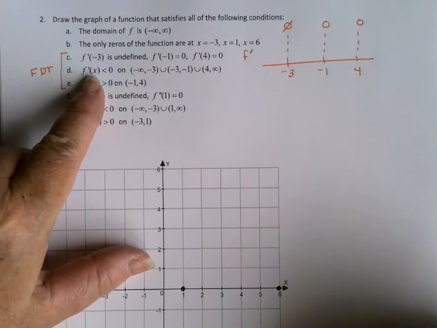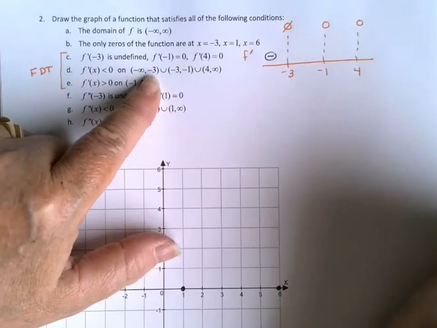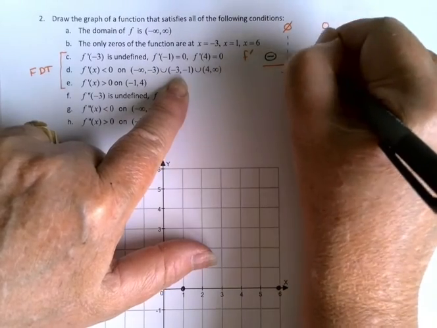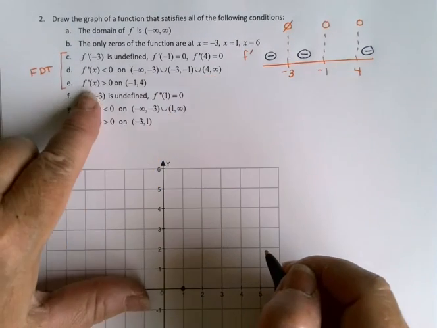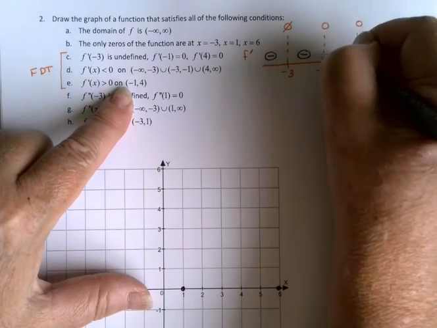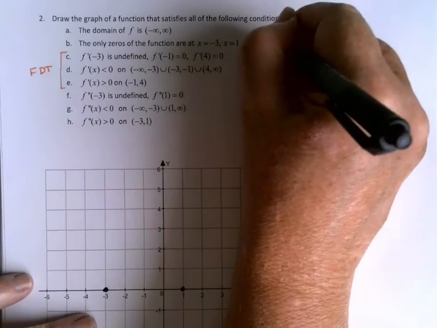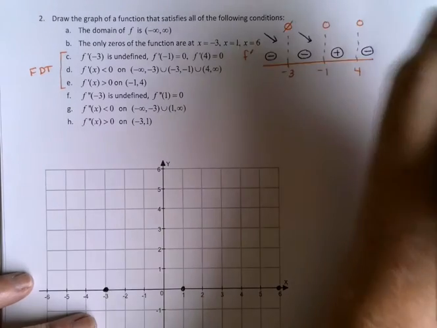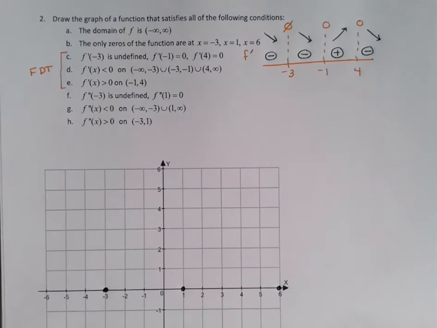All right, first derivative is negative from negative infinity to negative 3, from negative 3 to negative 1, and from 4 to infinity. It's positive only between negative 1 and 4. So I've got decrease, decrease, increase, decrease.